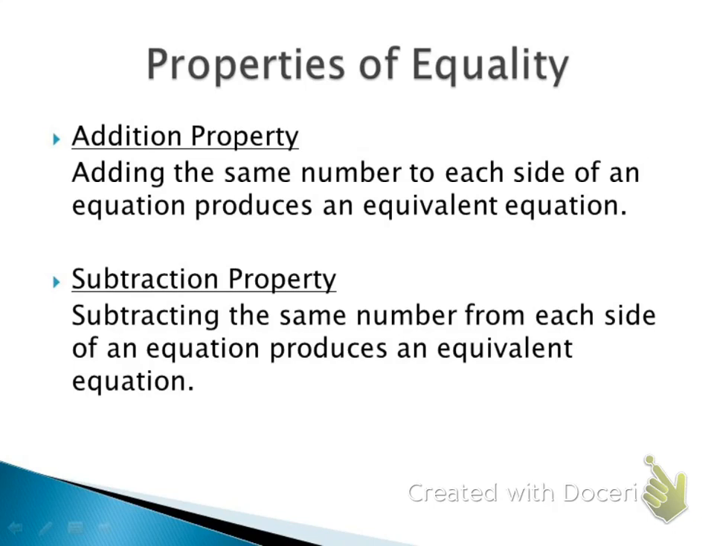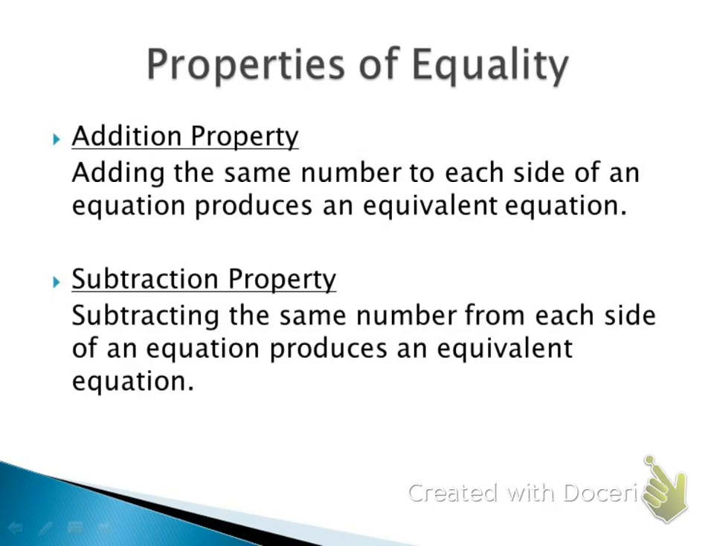But the addition property of equality, so when you see this in your homework, it'll say addition property of equality. These are all properties of equality. It basically says when you're adding the same number to each side of an equation, you'll produce an equivalent equation. There was one in our warm-up where we added 9 to both sides of the equal sign. The equation was still equal. Okay? That's the addition property of equality.